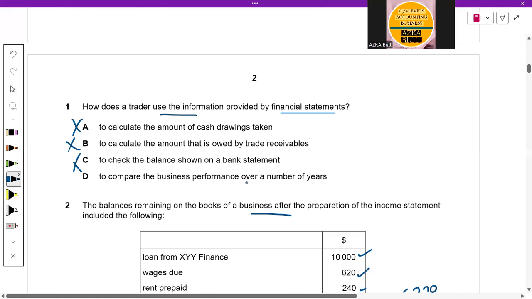D is to compare a business's performance over a number of years. Yes. By analyzing financial statements from different years, the trader can assess trends in revenue, profits, expenses, and other key financial indicators, helping to understand the business's growth, profitability, and efficiency. That's why the other options are less relevant for the overall purpose of financial statements. So option D is the right option.